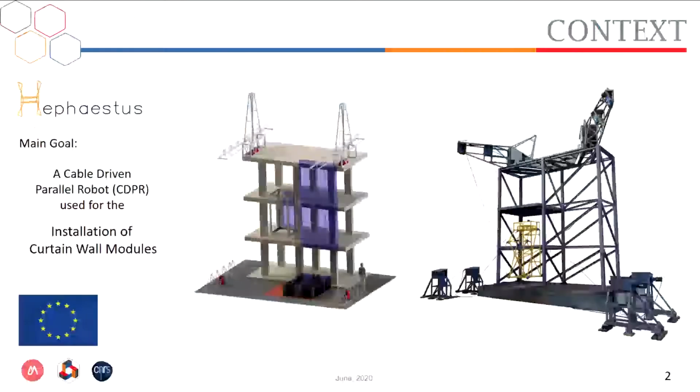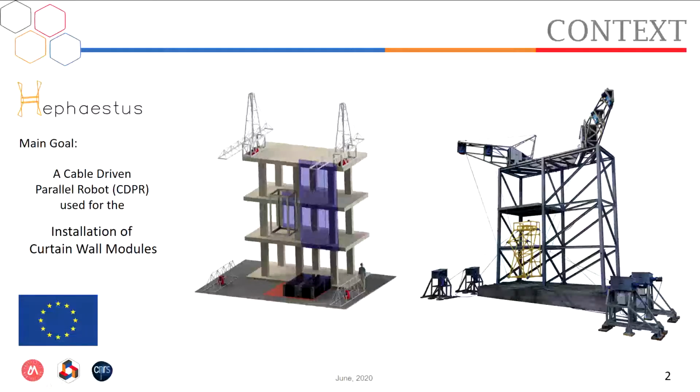First, I would like to address the context of the project on which this work has been developed. The European project named Hephaestus has as its main goal the design and construction of a robot able to perform the installation of curtain wall modules in a building facade.